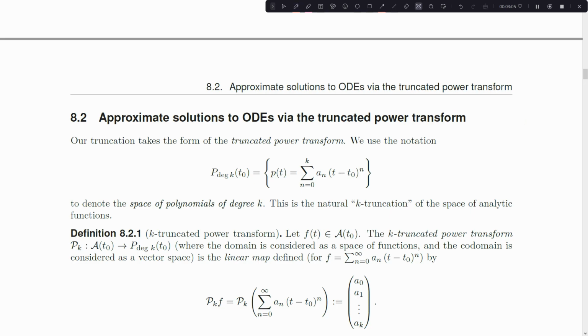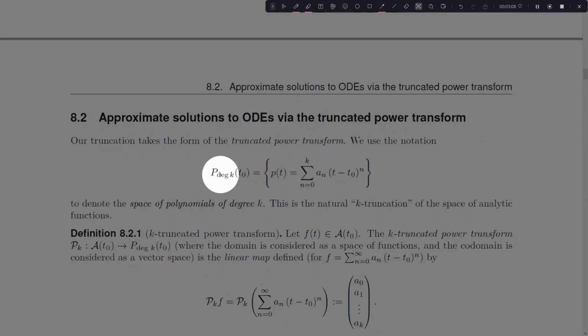So to do that, I'm going to start with this thing I call capital P sub deg k. So it's polynomials of degree k, centered at t0. That's what I mean by this space. This is a space of polynomials of degree k, and in particular, every element of this space, p of t, is a polynomial centered at t0. So I have some analytic coefficients here, but I only have to jump all the way up to degree k on my series. I don't have to go any higher than k.